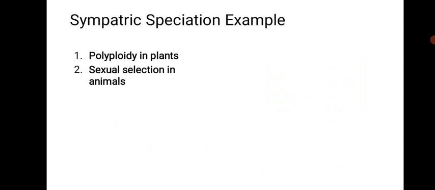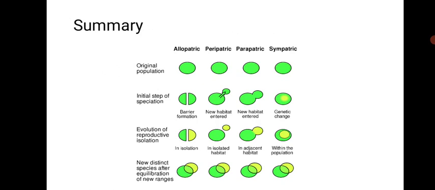There are two examples in sympatric speciation: polyploidy in plants and sexual selection in animals. Here in this picture we can clearly see all four types of speciation: allopatric speciation, peripatric speciation, parapatric speciation and sympatric speciation. In allopatric speciation, barrier formation, that is a geographic barrier, and isolation can take place and speciation can occur. In peripatric speciation, a small group of individuals are separated from the original population and speciation can occur.